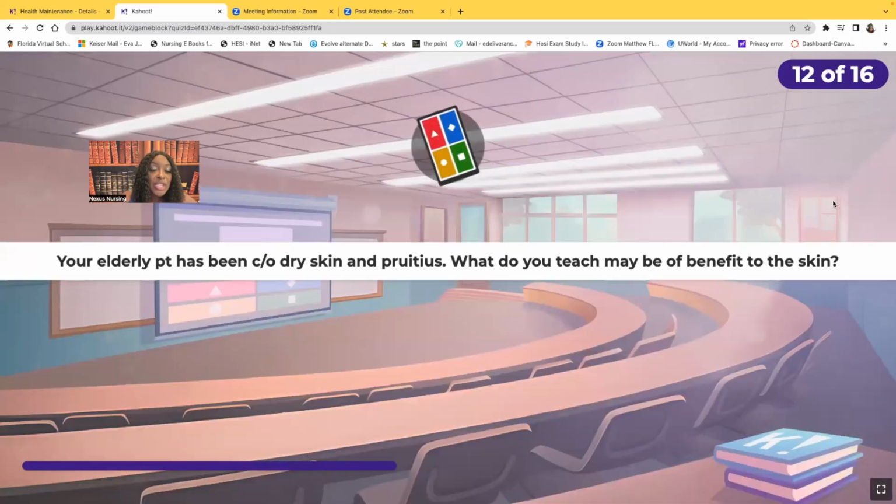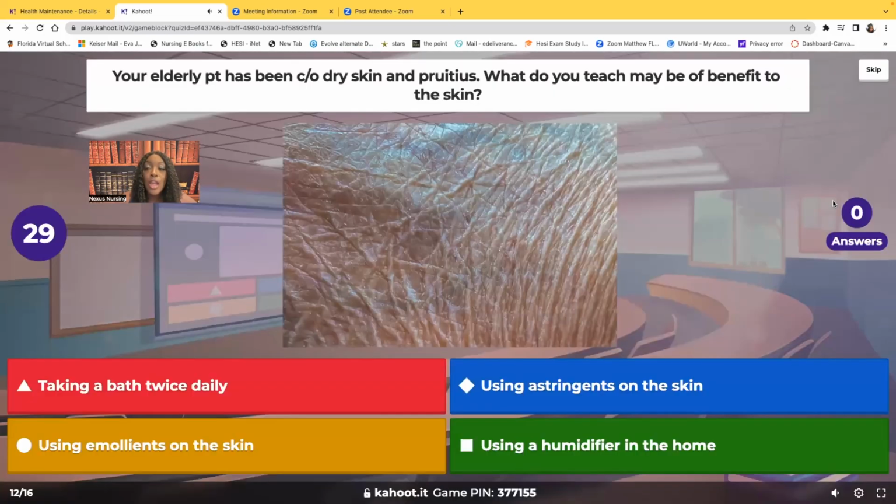Your elderly patient has been complaining of dry skin and pruritus. What do you teach may be of benefit to the skin? Is it taking a bath twice daily, using astringents on the skin, using emollients on the skin, or using a humidifier in the home? What do you guys say?